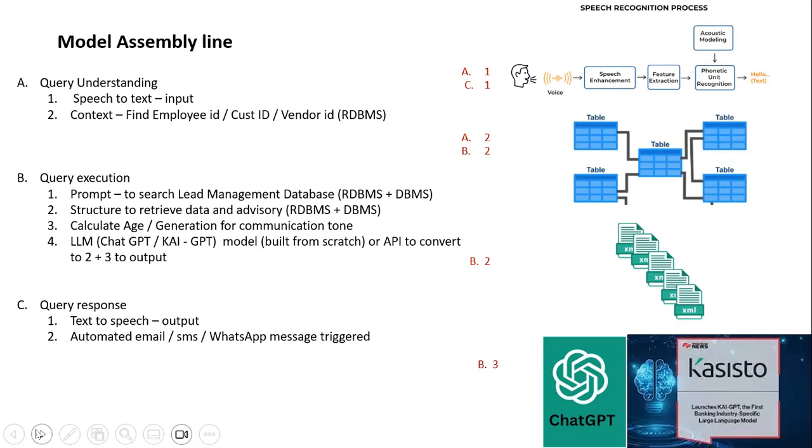Now, if there is a requirement to put the text into speech, that would happen. If there is a requirement to put that speech into a different language, that would happen. Also, because it is the bank's prerogative that any information or any communication has to be, from a point of law, stored in the bank, an automated email, SMS, or WhatsApp message can be sent to the customer or employee or to the vendor.